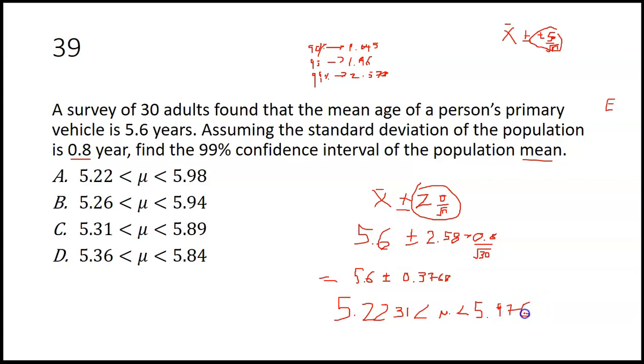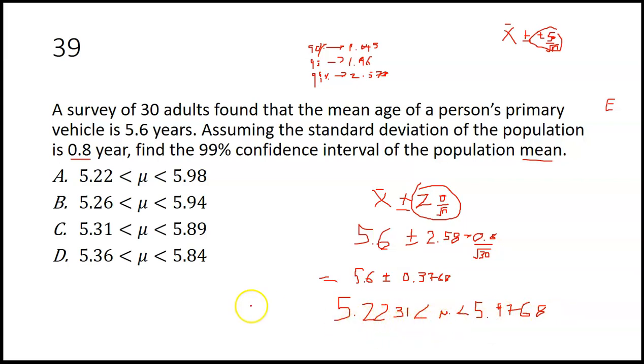5.9768. If you want to understand confidence interval better, I have some videos on this on the channel. Check my playlist on the channel, you will see videos on confidence interval so that you learn more on it. So this is 5.9768 and this is 5.2231.